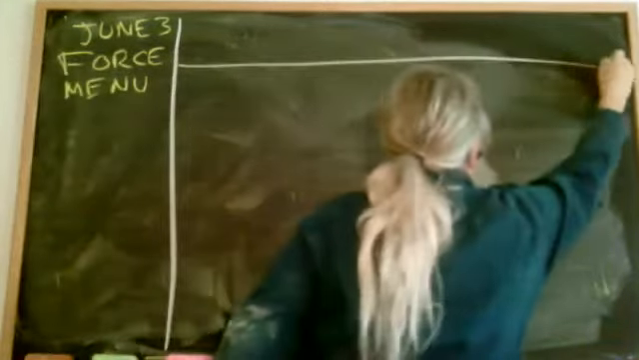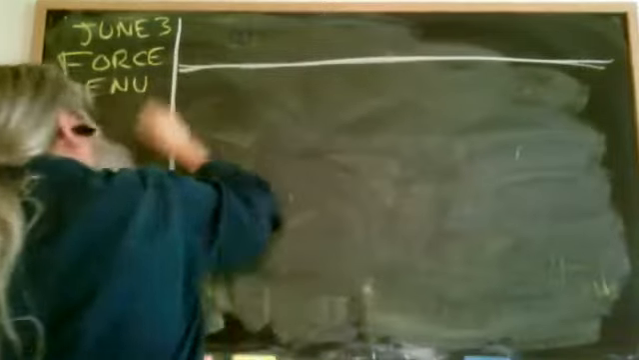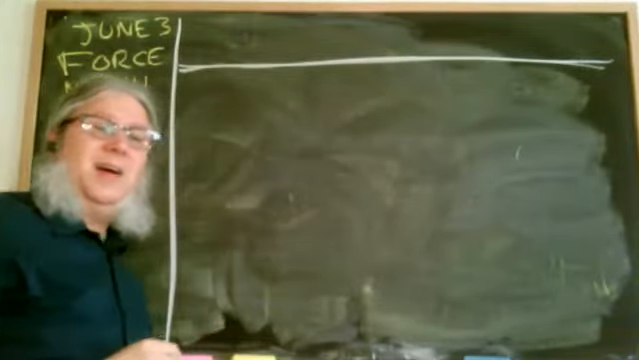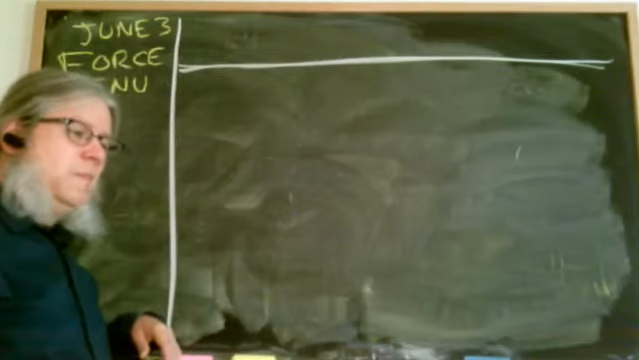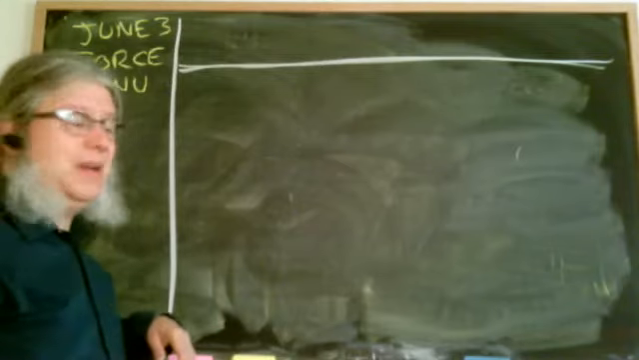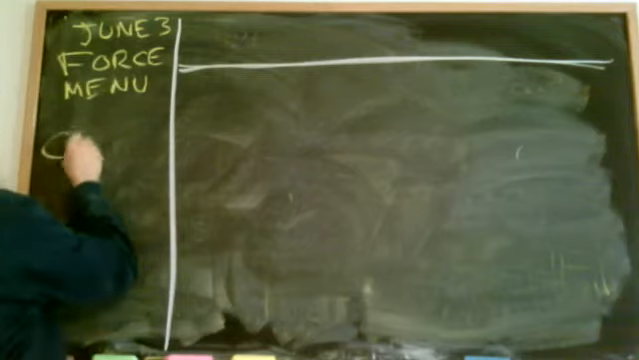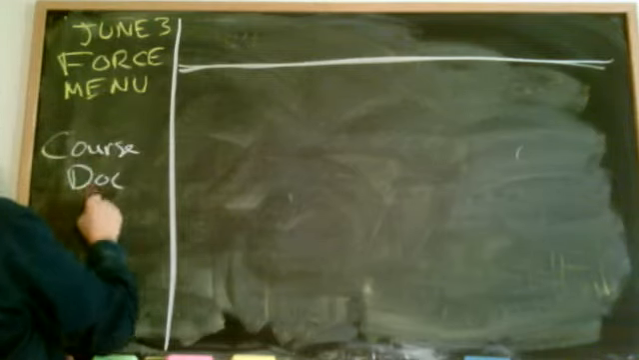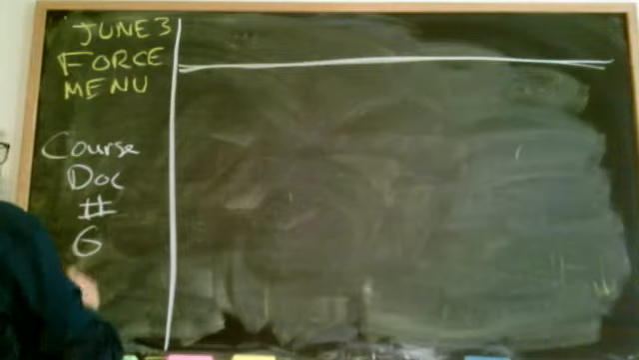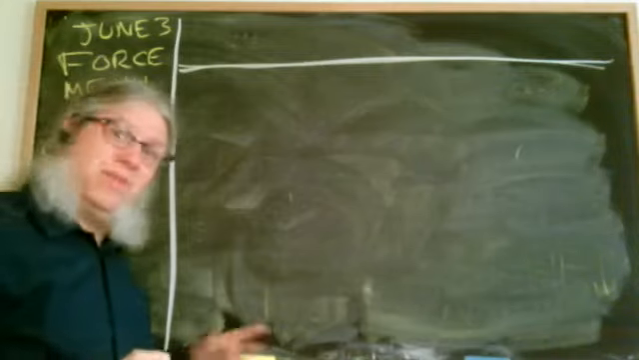The menu is actually reproduced on the last page of the Newton's laws review sheet, which is course document number 6. You might want to find course document number 6, look at the last page, and have the menu in front of you so you can compare the details of that versus what I'm doing here. But I just want to run through that menu.